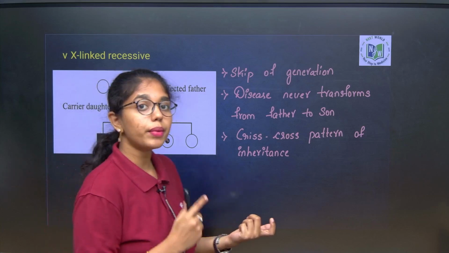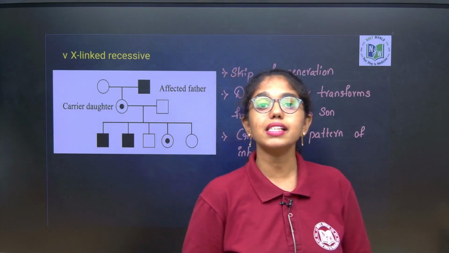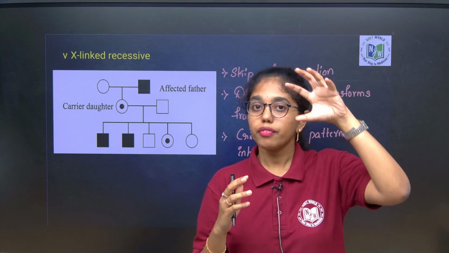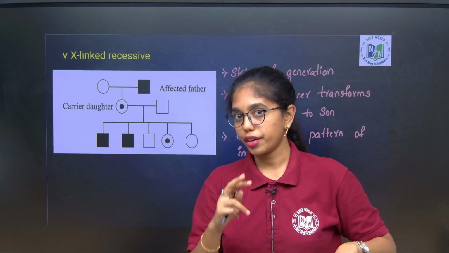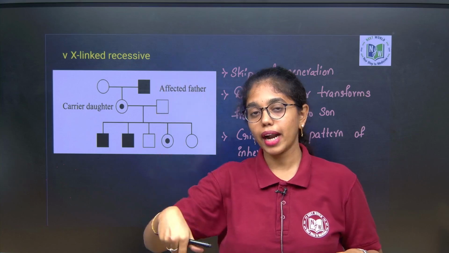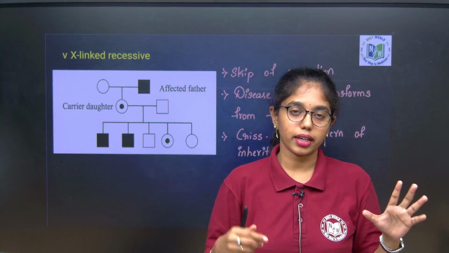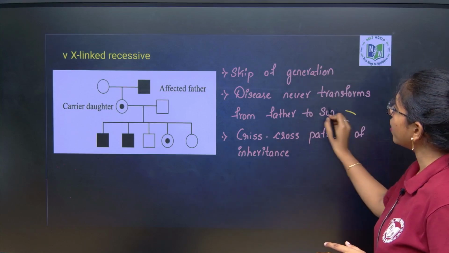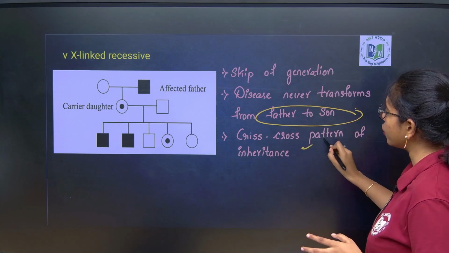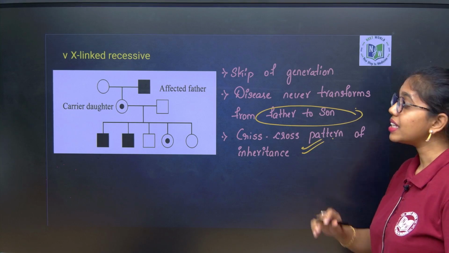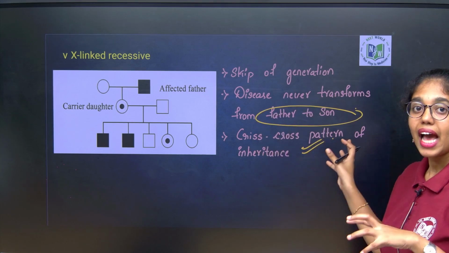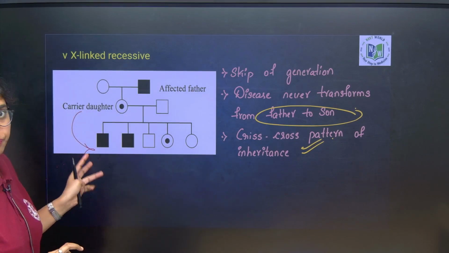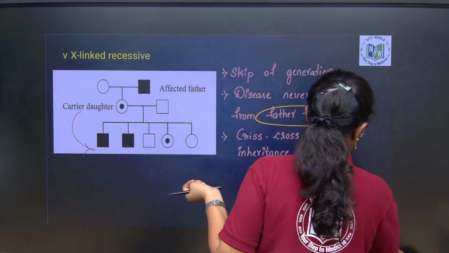Both in the X-linked dominant and X-linked recessive, you can clearly see the crisscross pattern of inheritance, that is transfer of disease from grandmother to granddaughter through the son, from grandfather to grandson through a daughter. That is the crisscross pattern of inheritance. So, yes, the disease is never transferred from father to son here, and they show the crisscross pattern of inheritance. Skip of generation can be seen, and here mostly from a carrier daughter the disease is transferred to the son. Like that you can remember for X-linked recessive.